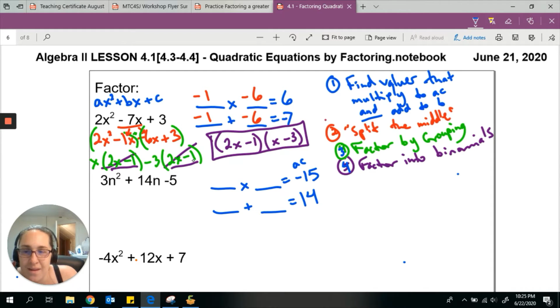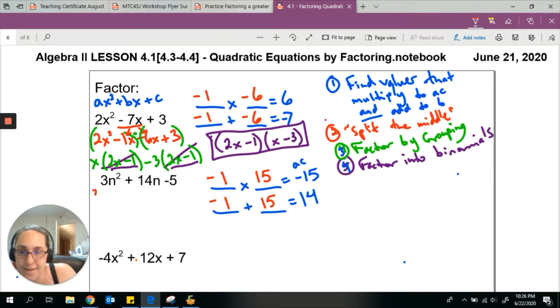And then if we look, we have this 15 is negative and this 14 is positive. Now, whenever we multiply things and get a negative number, we're multiplying two numbers together, one has to be negative and one has to be positive. So that tells us that one of our values is negative and one is positive. And here, the negative value is 1 and the positive value is 15. So negative 1 times 15 is negative 15, and negative 1 plus 15 is positive 14.